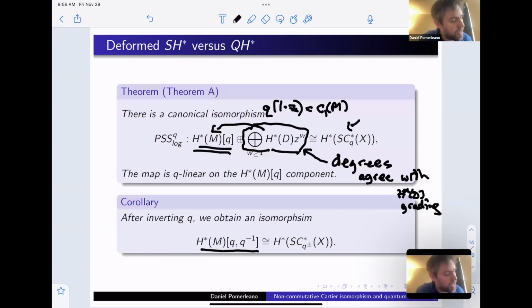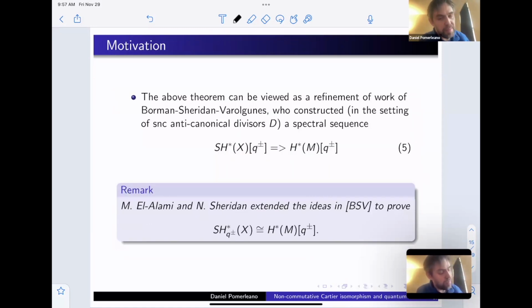And one obtains a similar, although not obviously the same, spectral sequence from this isomorphism, because if one filters by Q, all of the differentials carry positive Q power, so one has a filtration by Q, and the first page of it would be exactly the same as this, although the subsequent differentials we haven't really done a comparison. Maybe it follows. I think it will follow from this remark here though. So Mohammed El-Alami and Nick Sheridan have taken these ideas and simultaneously with us they proved the same result, but maybe in a very different way.